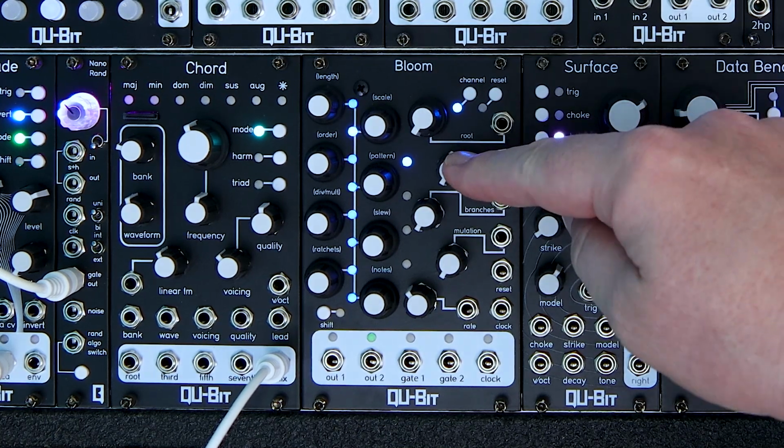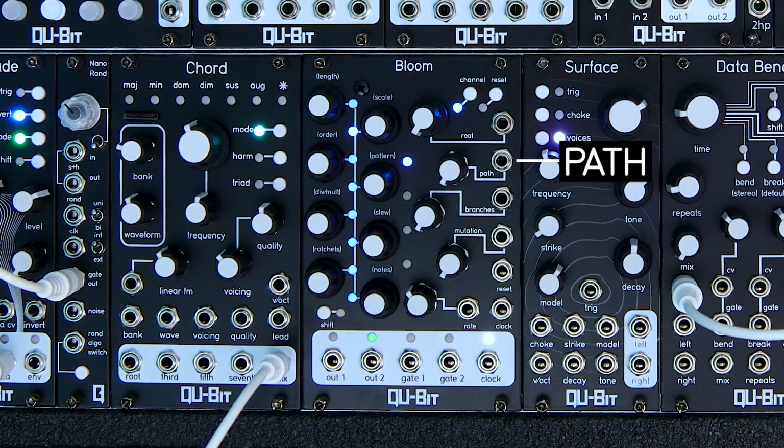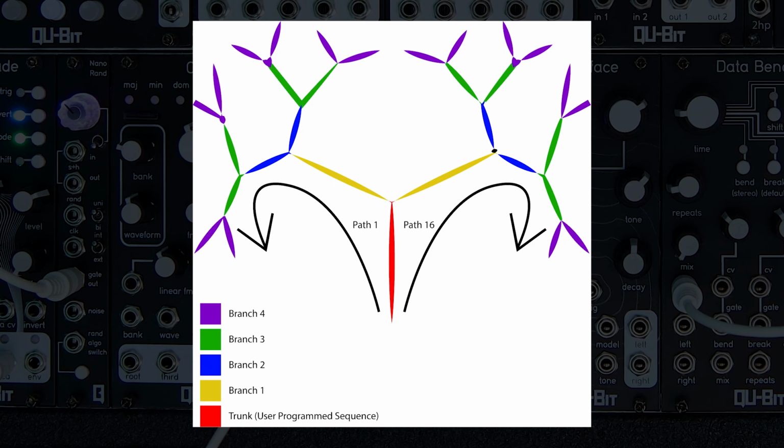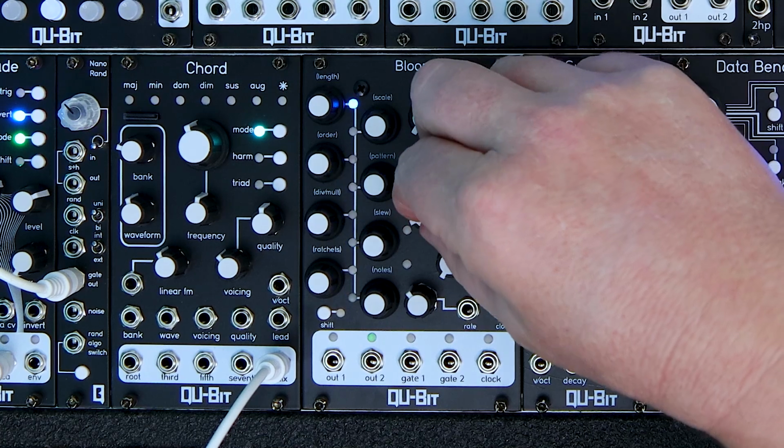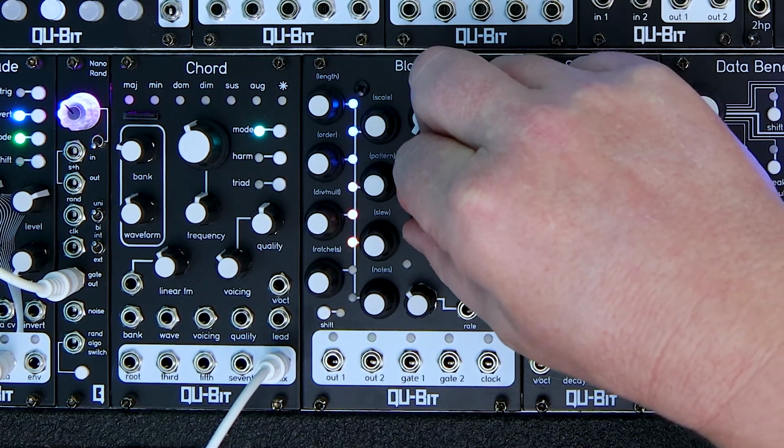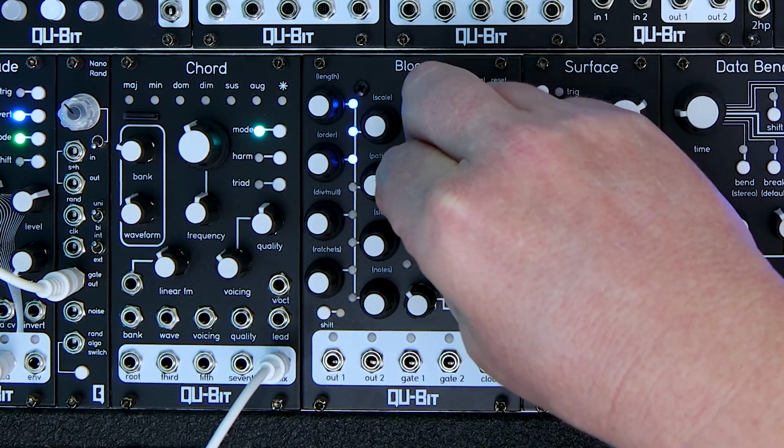Paths determine which path through the branches Bloom takes, leading it to different variations of each branch. Stay with me here. The amount of paths available is determined by how many branches are available. For example, one branch would have 2 paths available. 4 branches has 16 paths available. So at the maximum, 7 branches would have 128 paths available.